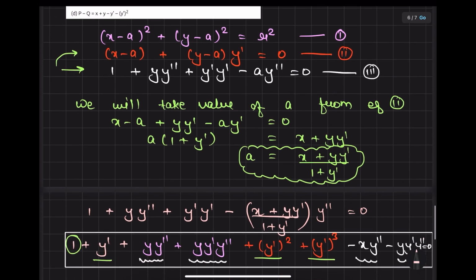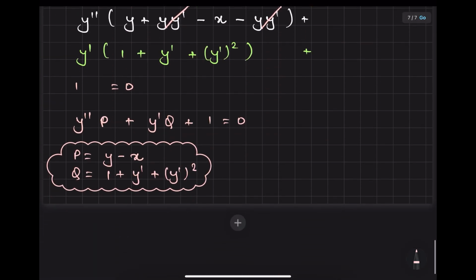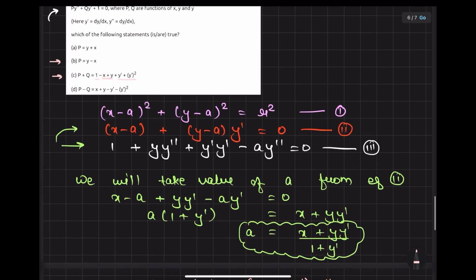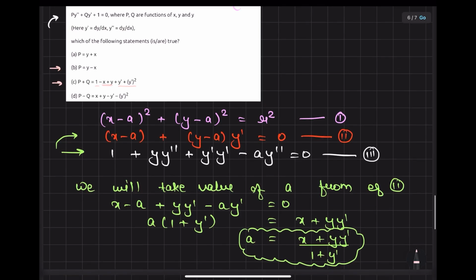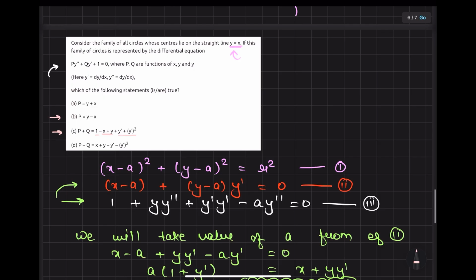Now p minus q. So for p minus q, you will have 4 things in minus. Correct now? Look at here. We don't have 4 things in minus. So option B and option C are correct.